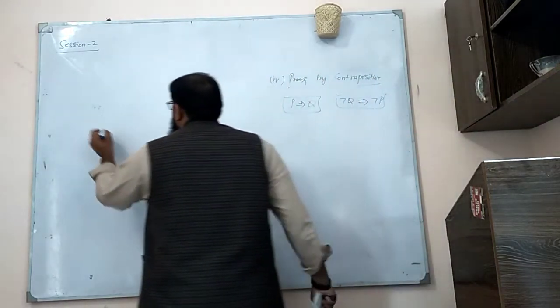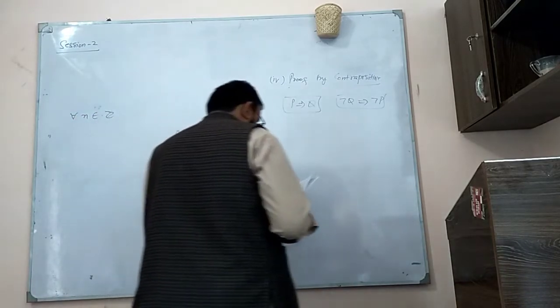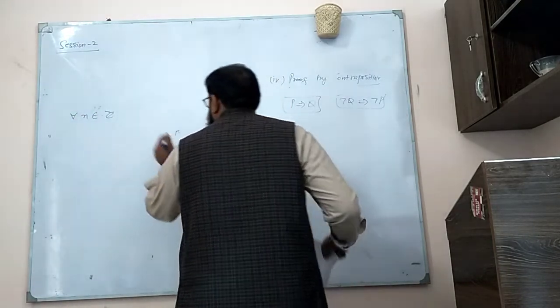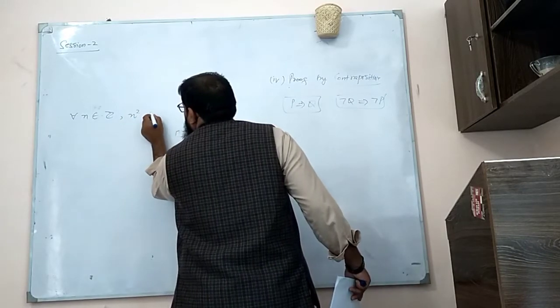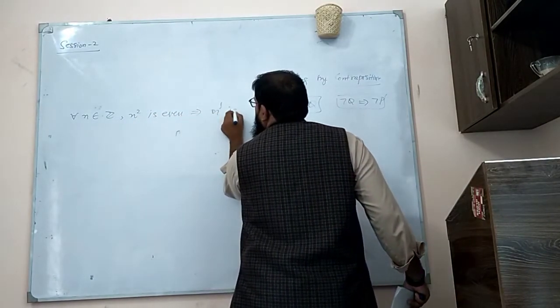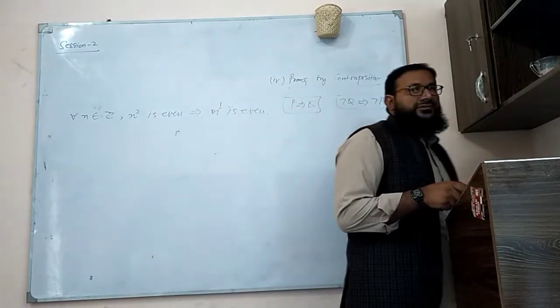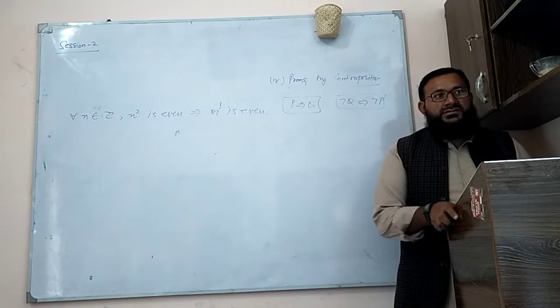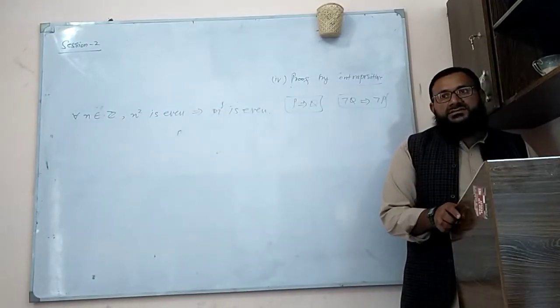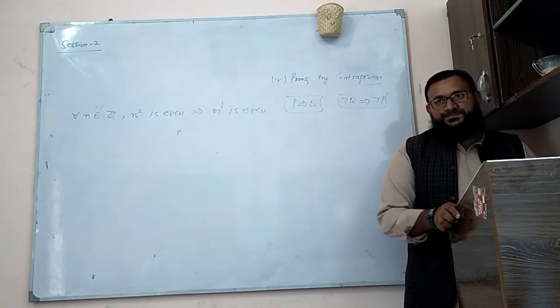So let n be an integer, it means for all n in the set of integers. If n square is even, then it implies that n is even. If the square of a number is even, it implies that the number itself must be even. Is it true?